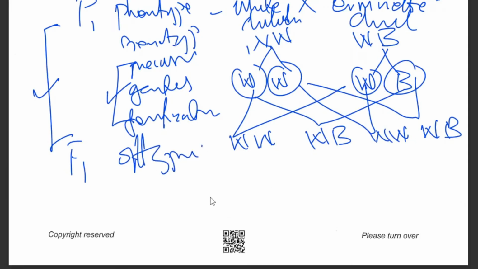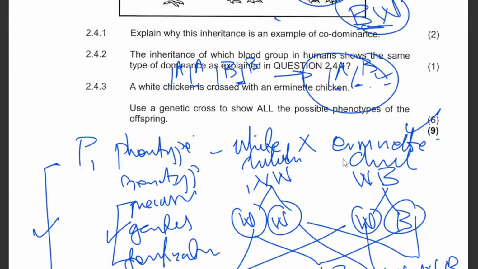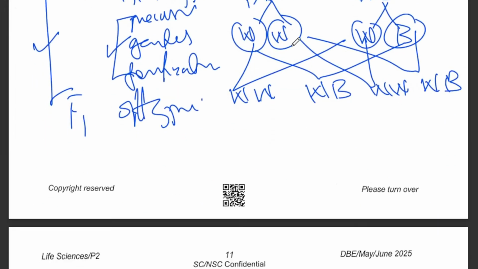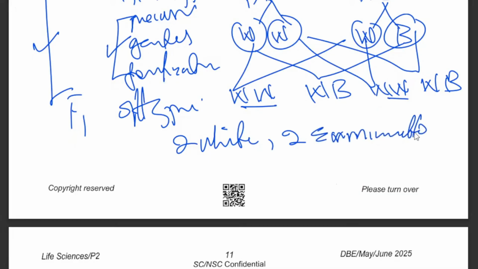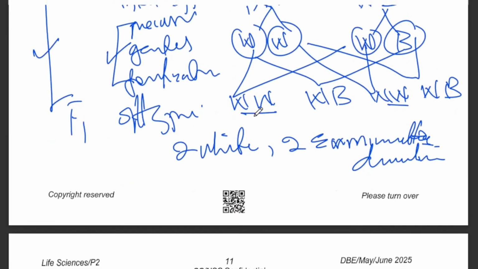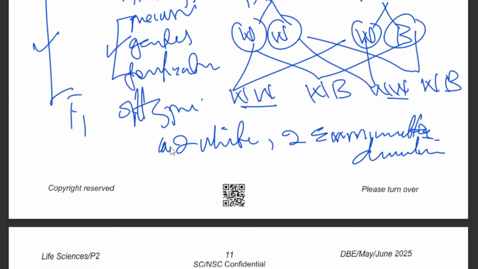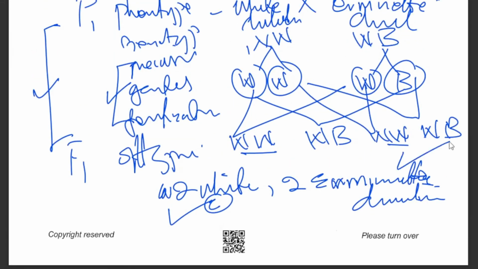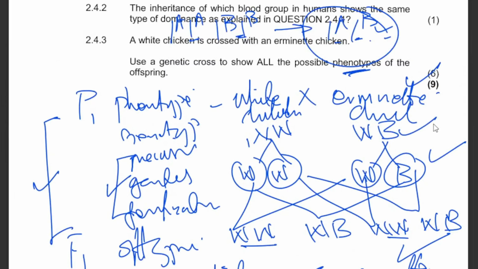What do they want? They say the phenotypes. So if they are looking for the phenotype, I will say that I have 2 white chickens and 2 erminette chickens. Basically that's it. You got it. They start to mark, and there could be a compulsory mark here, because there is a lot of marks, a mark there, a mark there, a lot of marks there.